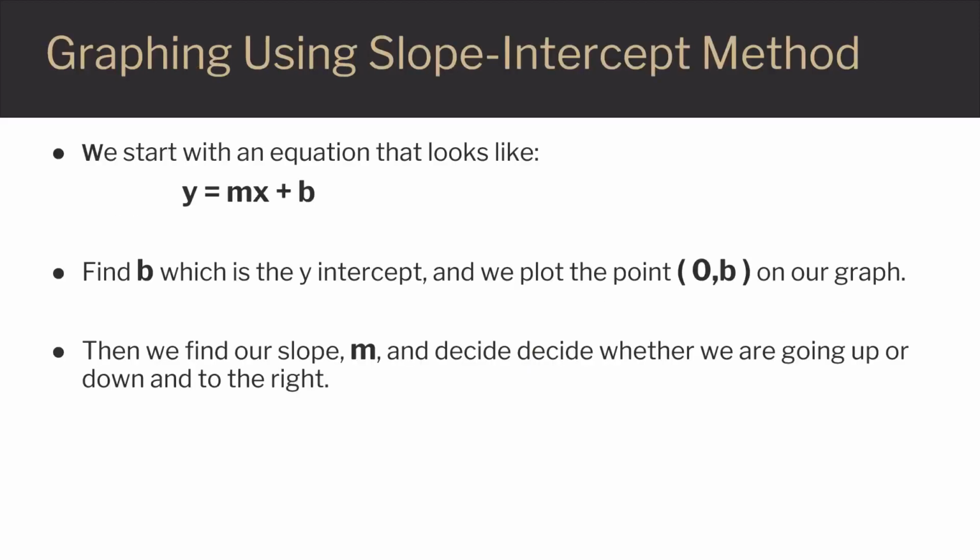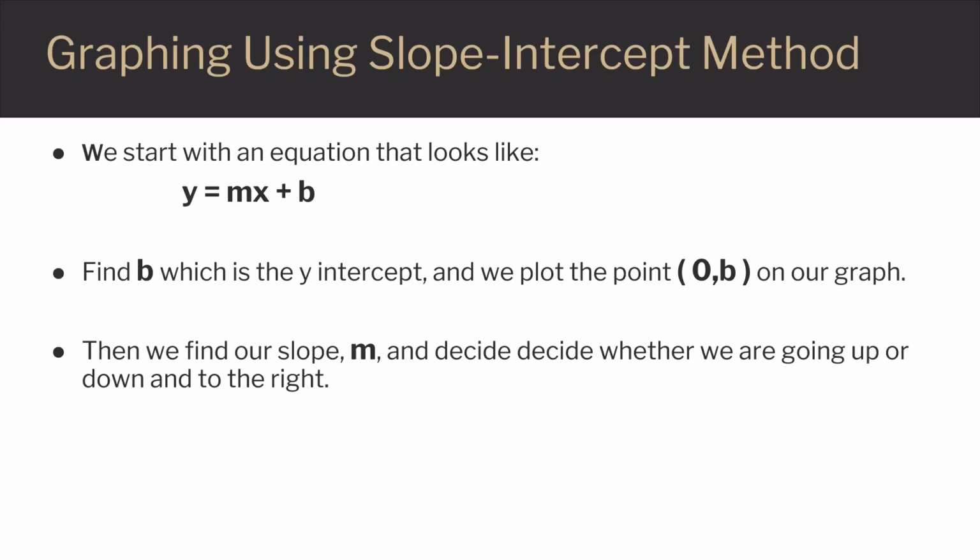Let's first talk about what we need in order to graph using the slope-intercept method. We first need our equation to be in the form of y equals mx plus b. It always needs to be a y equals equation in order to use this method. Then we'll start off by finding b. This is our y-intercept. That is where the line will cross the y-axis.